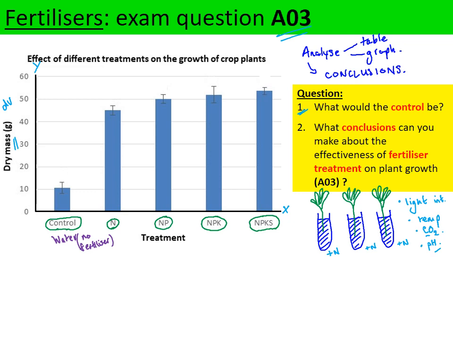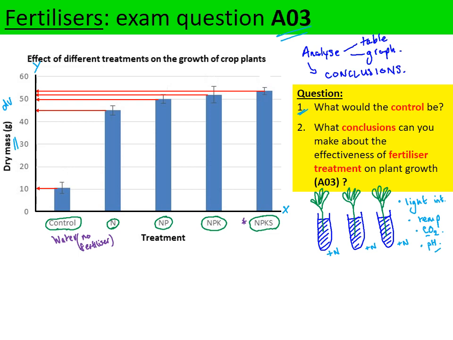Okay. So how do we analyze and make conclusions from this graph? Now, it's very easy to say the best fertilizer to use is the fertilizer with nitrogen, phosphorus, potassium and sulfur. So this one at the end here. However, that's not enough detail. We need to start looking at the data in a bit more detail. And the way we do that is to look at the dry mass of the controlled seedlings where no fertilizer has been added, and then compare these values with the other 4 values that we have.